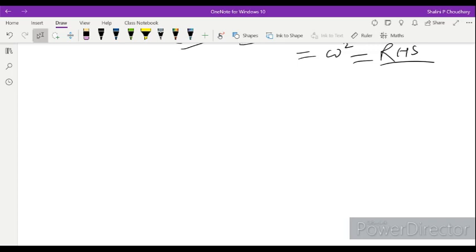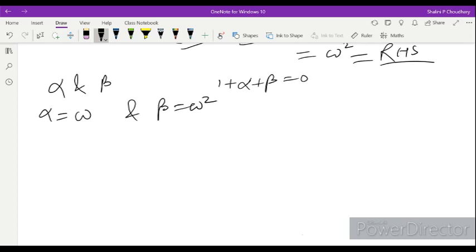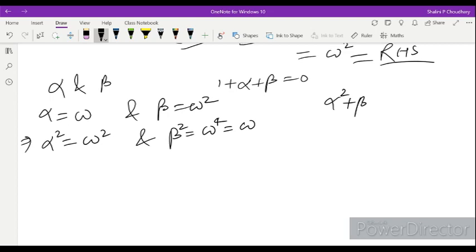The question is, if alpha and beta are the complex cube roots of unity. It means there will be three cube roots, and one plus alpha plus beta is equal to 0. It means alpha is equal to omega and beta is equal to omega square. This means alpha square will be equal to omega square and beta square will be equal to omega to the power 4, that is equal to omega. Okay. So now the question is, alpha square plus beta square plus alpha beta is equal to 0.